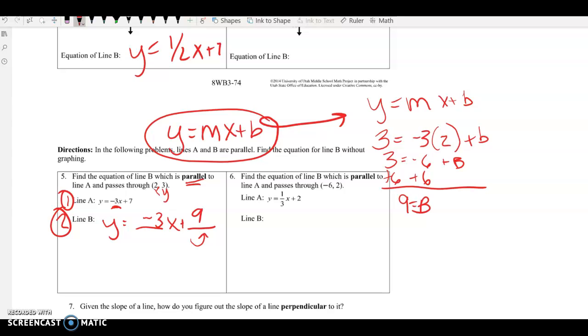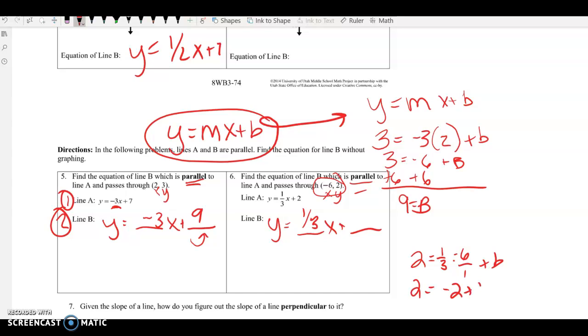Okay, number 6 says find the equation of a line that is parallel to line A and passes through -6, 2. Well, if it's parallel, again, I know my slopes are going to be the same, but I need to find my y-intercept. They gave me an x, they gave me a y. So I get 2 equals, because y equals m, which is 1/3, times x, which is -6, plus b. When I solve this, I get 2 equals -2 plus b. I'm going to add 2 to both sides, and I get b is 4.